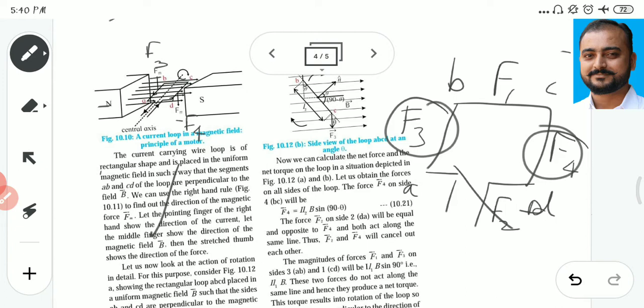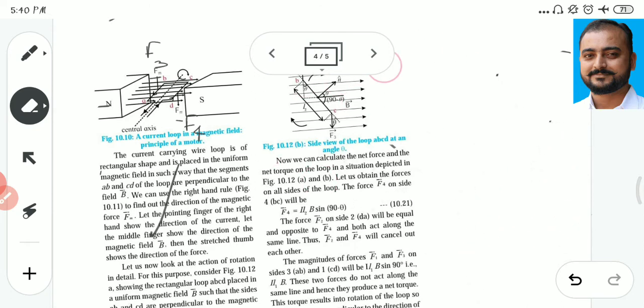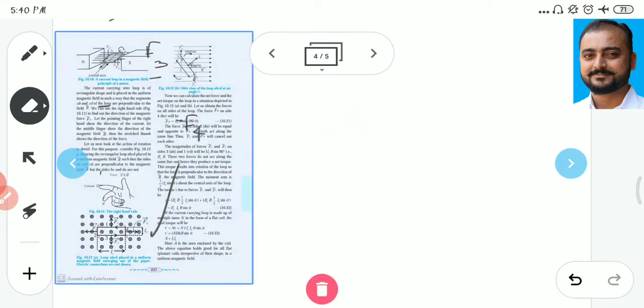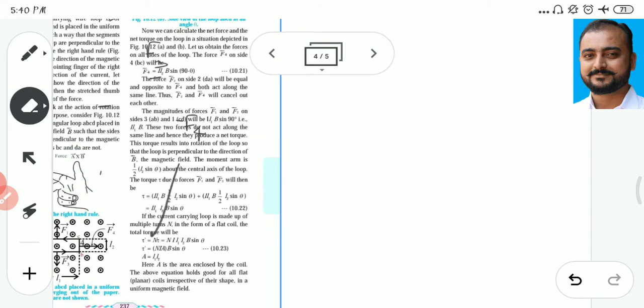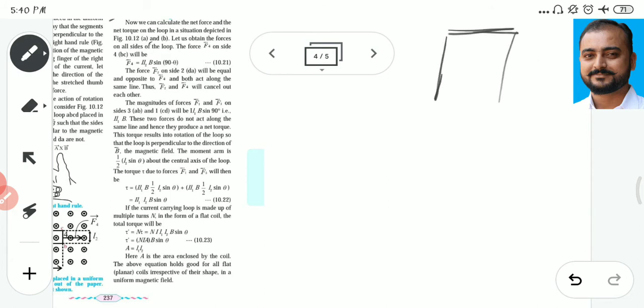Now I will rub it again. So, next point. For the mathematical equation you just have to consider this figure. In this figure you have to consider the forces acting, and we have also drawn their directions.